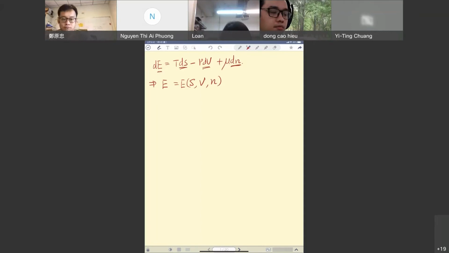It does not mean that you have to use S, V, N as the variables. It means it's more convenient, because when you know dS, dV, dN, you know dE. That's the key. But this requires that we know the change in entropy, and only in one scenario will the change in entropy be easy to determine. Do you know when the change in entropy will be easy to determine? Think about it. When?